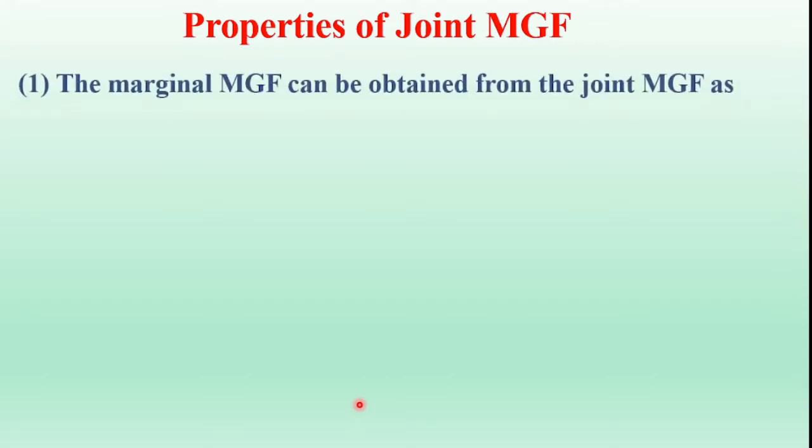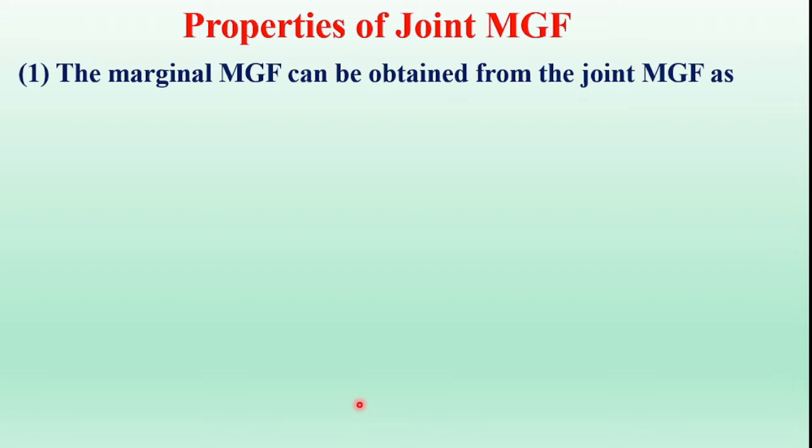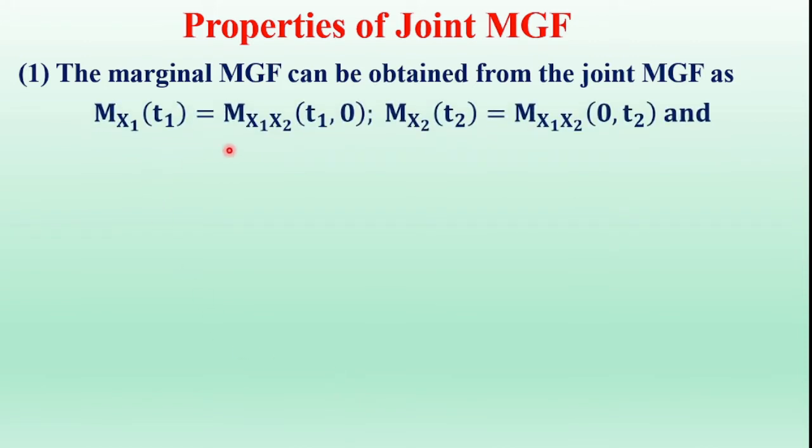Next we are going to discuss properties of the joint moment generating function. The first property is that the marginal moment generating function can be determined from the joint moment generating function. That is, M_{X1}(t1) = M_{X1 X2}(t1, 0), and M_{X2}(t2) = M_{X1 X2}(0, t2), and also M_{X1 X2}(0, 0) = 1. So M_{X1}(t1) is the marginal moment generating function of random variable x1, and M_{X2}(t2) is the marginal moment generating function of random variable x2.